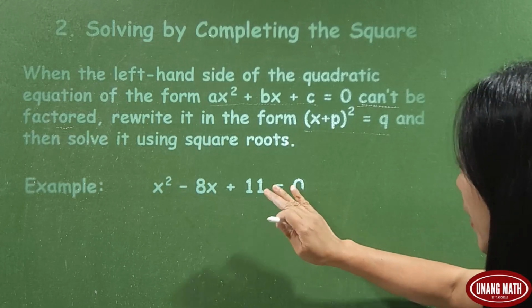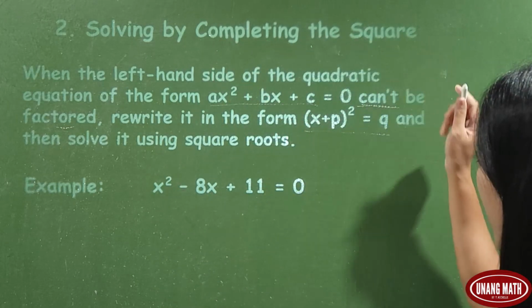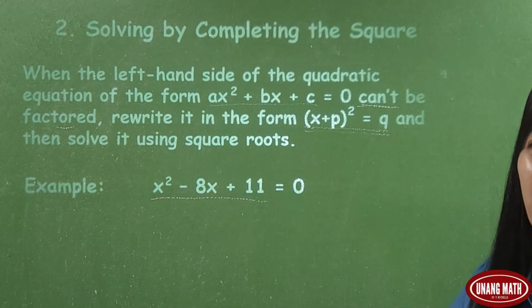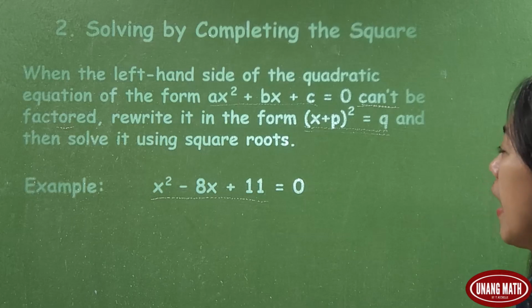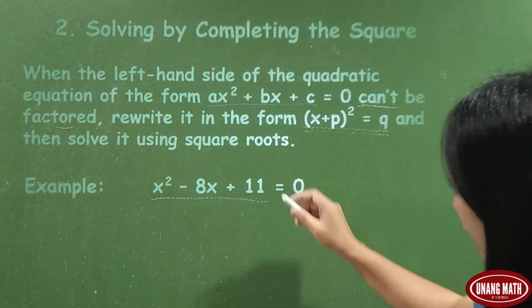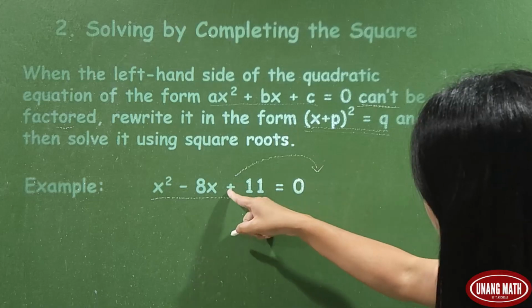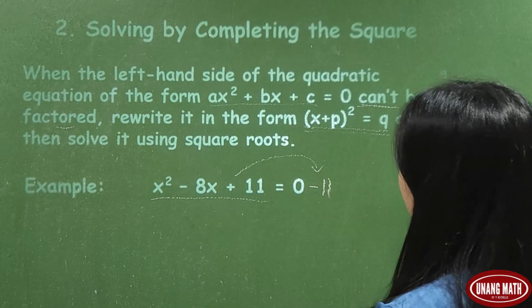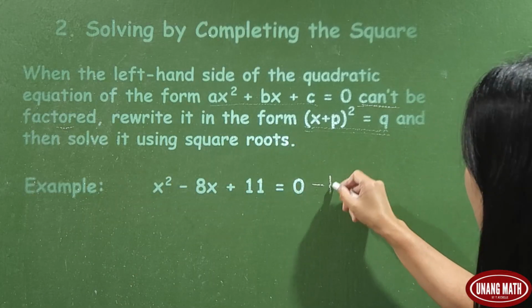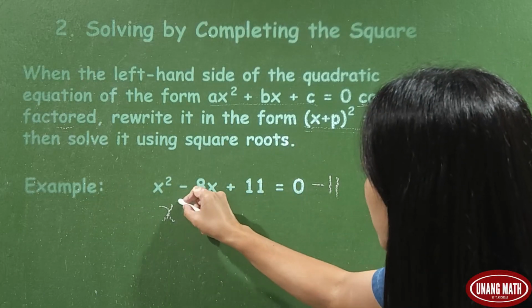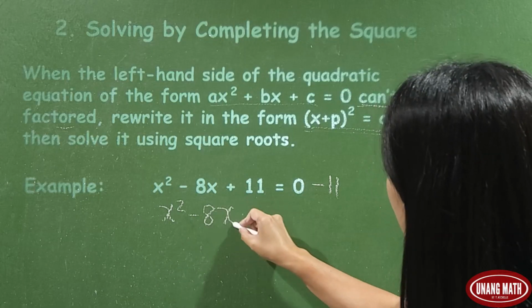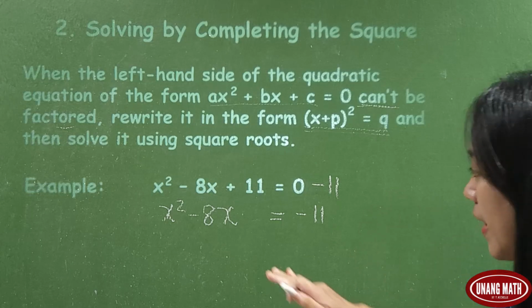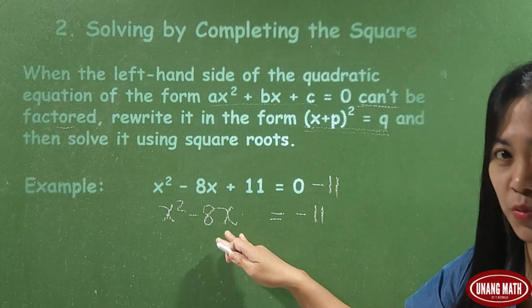So what we need to do is we will use completing the square. We're going to rewrite this in this form. So how are we going to do that? First, transfer or move 11 to the other side. So this is minus 11. So we have here x squared minus 8x. And this is equal to negative 11. Okay, now turn this into a perfect square trinomial.